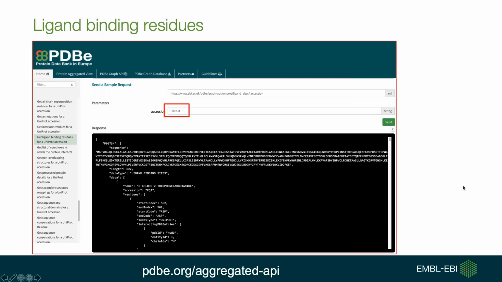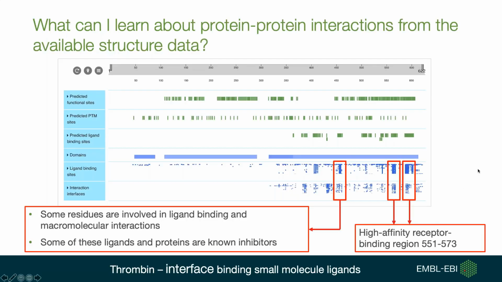So looking at both the ligand binding sites and interface residues data together shows some residues involved in both ligand binding and the macromolecular interactions, which are non-inhibitors. So this example is for the same example of thrombin that we have seen before, which functions in blood homeostasis, like inflammation and wound healing.